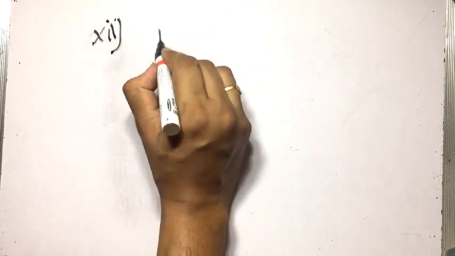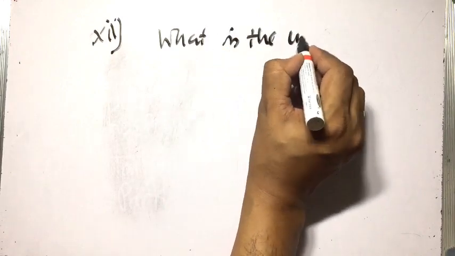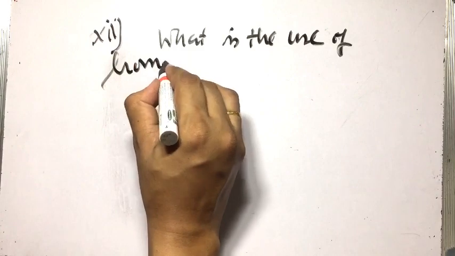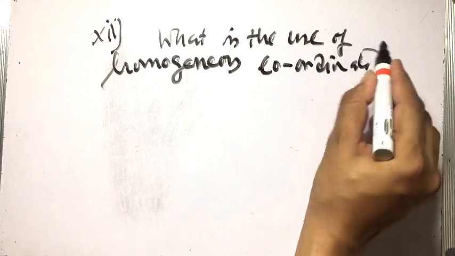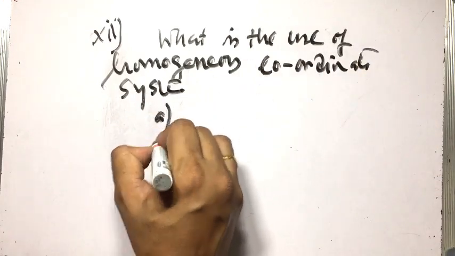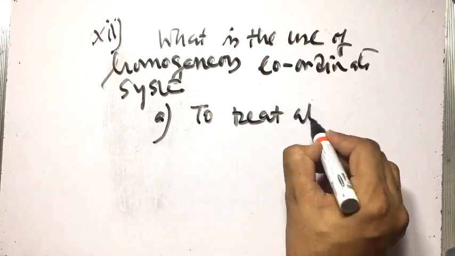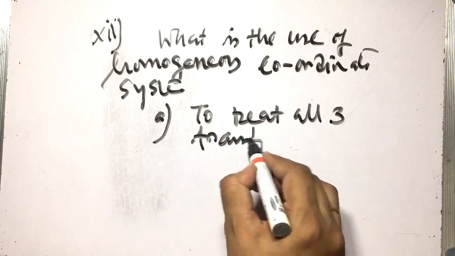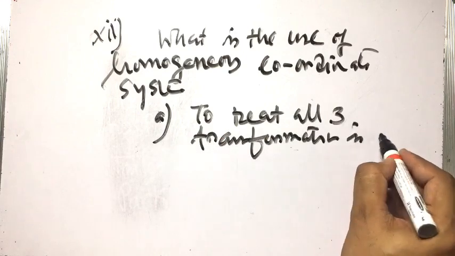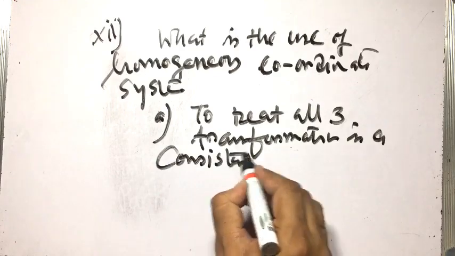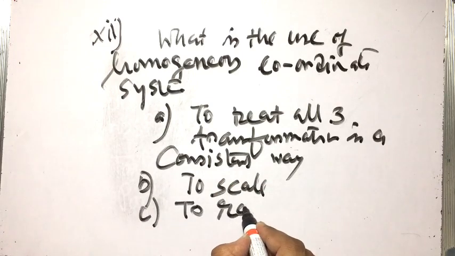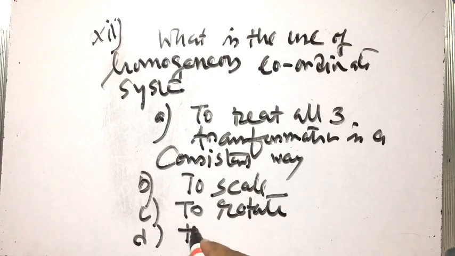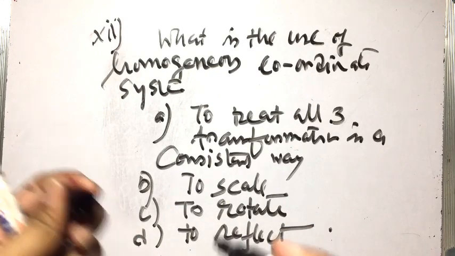And the last question of 2016. What is the use of the homogeneous coordinate system? Option A, to treat all three transformations in a consistent way. Option B, to scale. Option C, to rotate. Option D, to reflect. The right answer is option A.